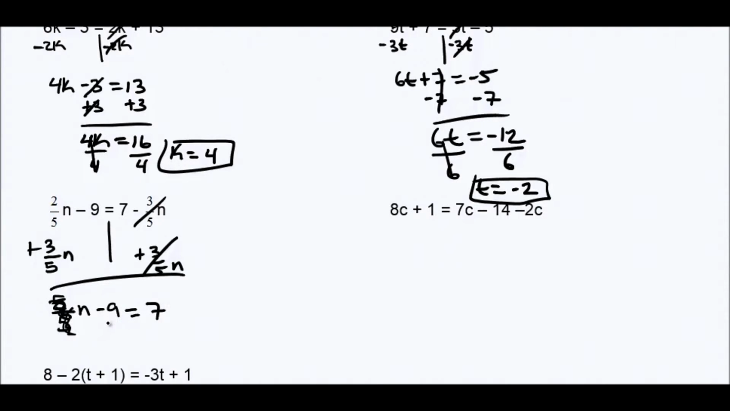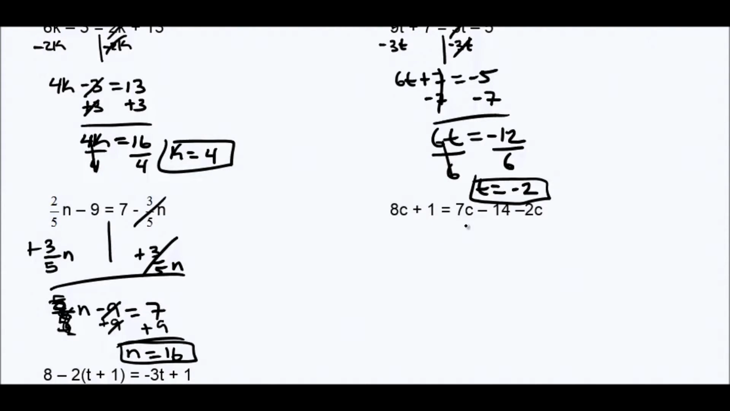So get rid of the negative 9. How do you get rid of the negative 9? You combine it with its opposite. The opposite of negative 9 is positive 9. What you do to one side, do to the other. That zeroes out, so n equals 7 plus 9, 16. Final answer.